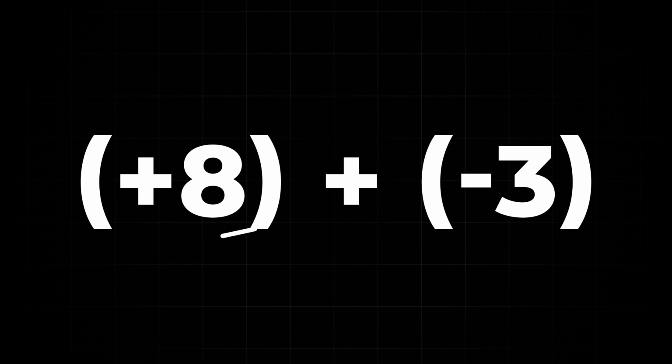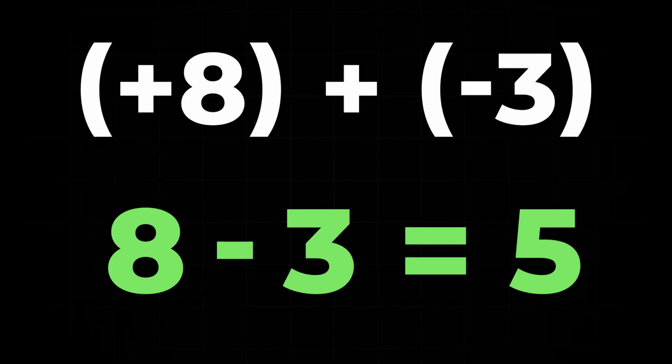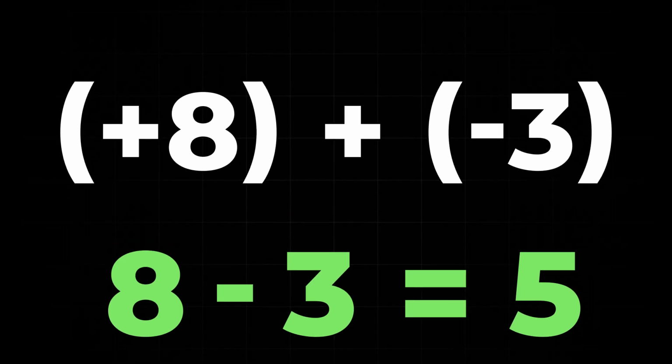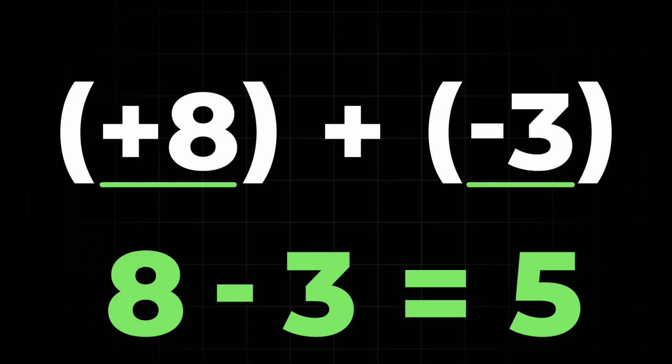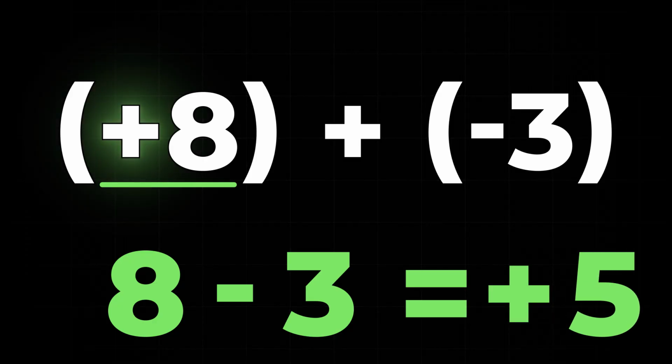So here we have 8 and a 3. We'll subtract them, and 8 minus 3 equals 5. But we're not done quite yet. We're going to go back into the problem, and we need to look for the sign of the largest number. We're going to take that sign and attach it to our answer. So since 8 is bigger than 3, and in this case 8 is positive, our answer will also be positive. So our answer is positive 5.